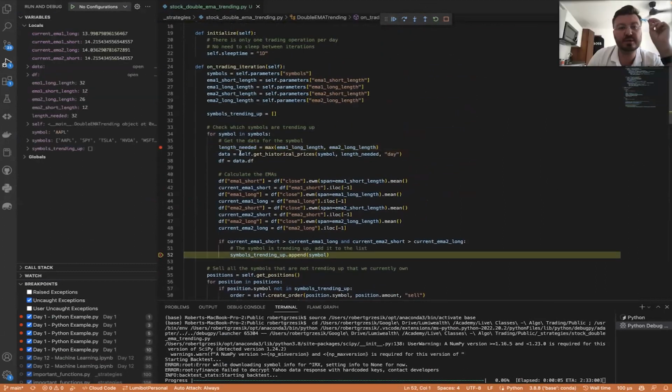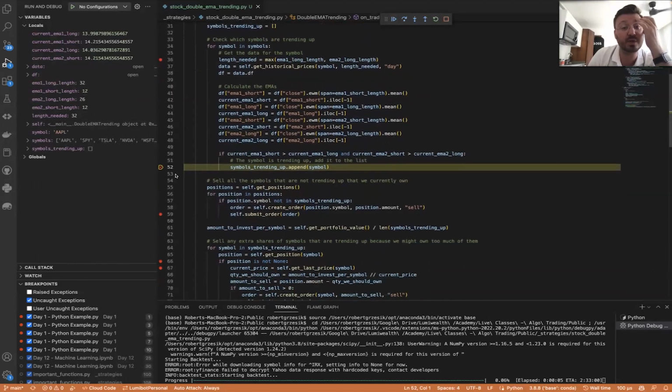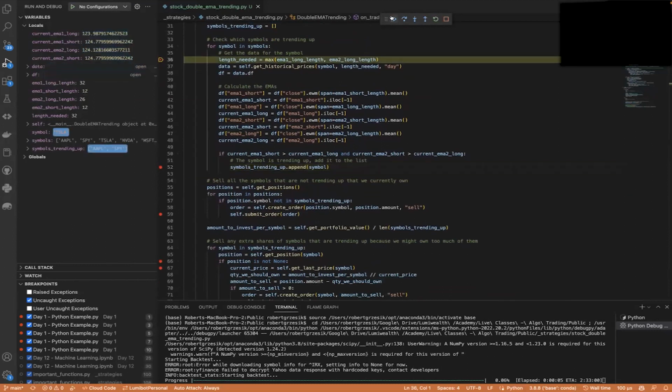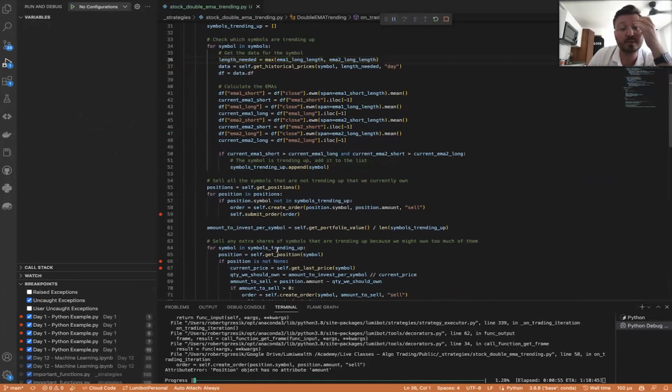Okay, so let's go through here. Now we're looking at each symbol at a time. We have our list of symbols. We look at the first symbol, Apple. Apple had a short EMA of 14, a long EMA of 13. So that is true. Slightly trending positive. Okay, so that's good. So it adds it to our list. Next one we add it. Next one, that one we didn't. Okay, and let's go through all this.